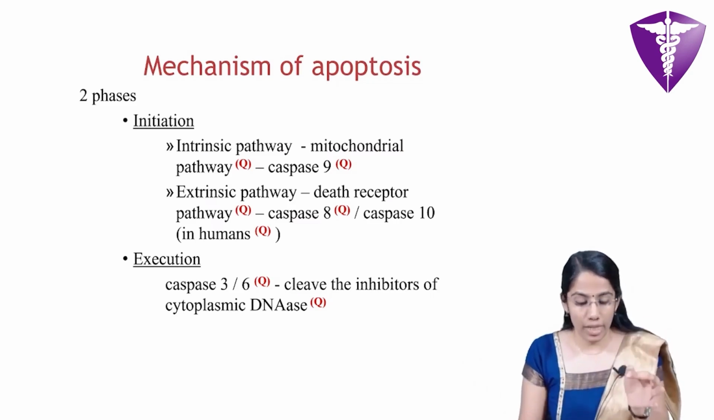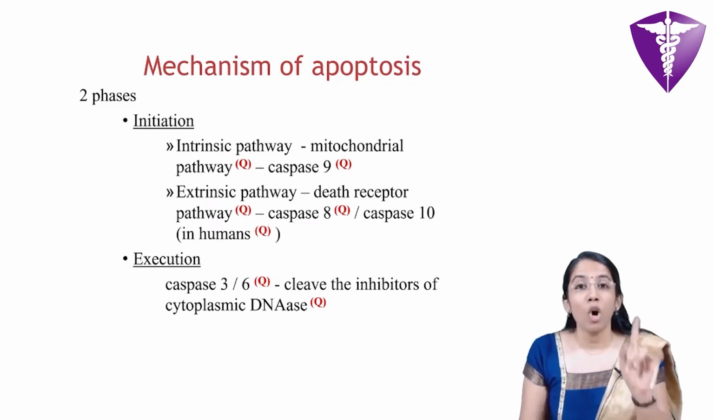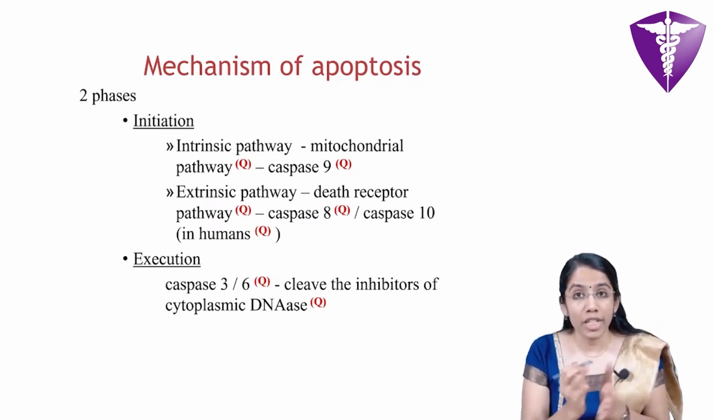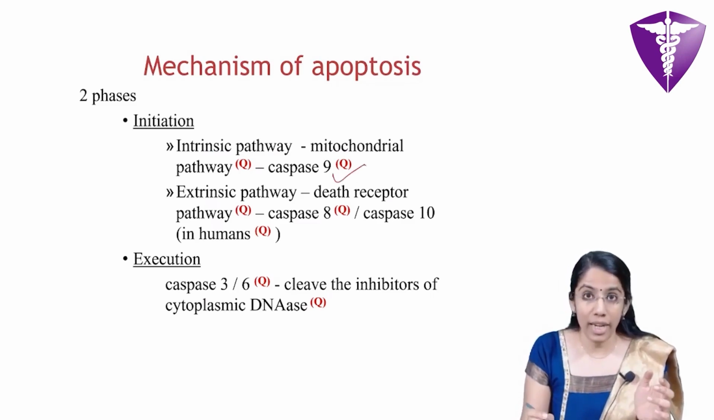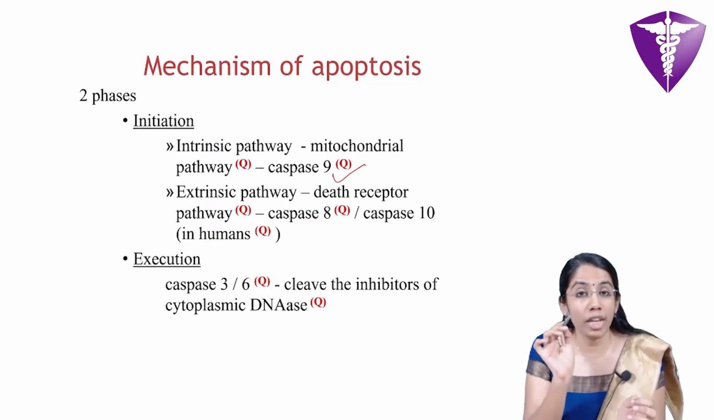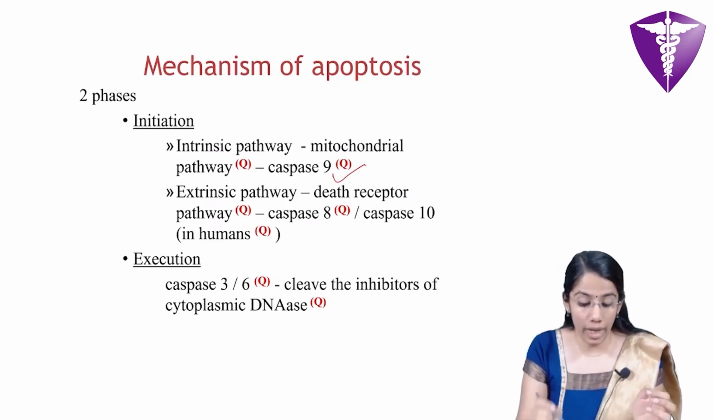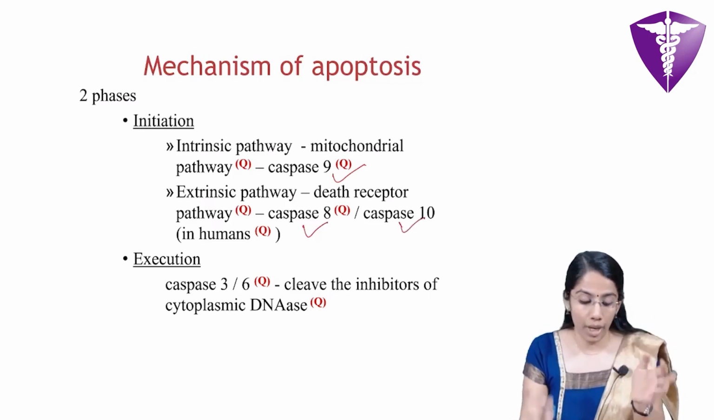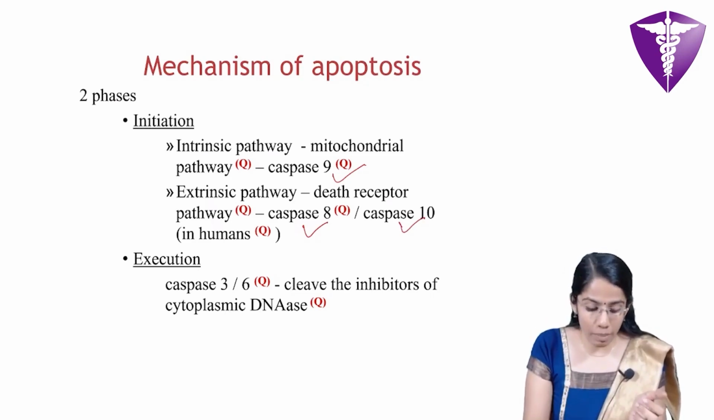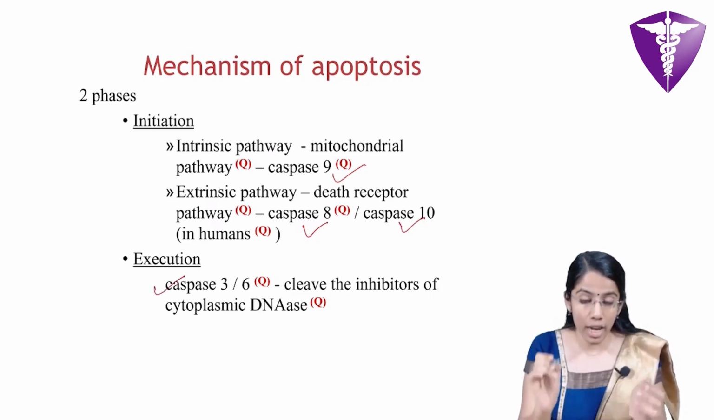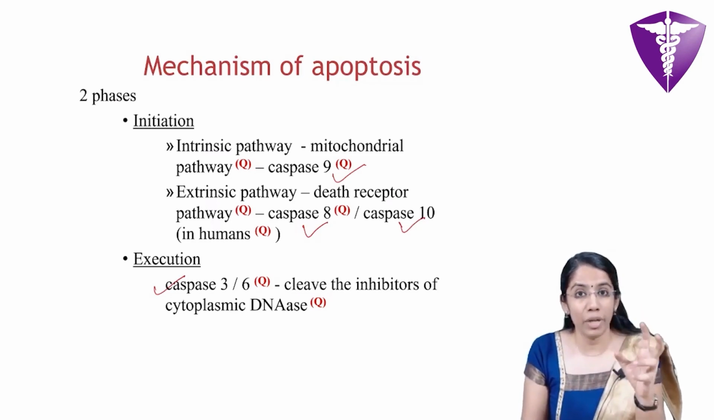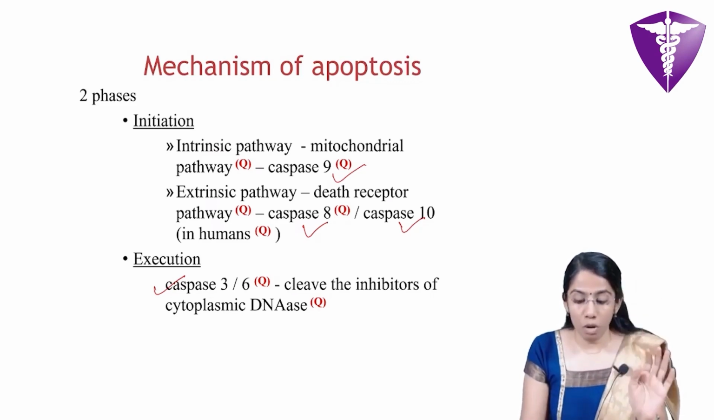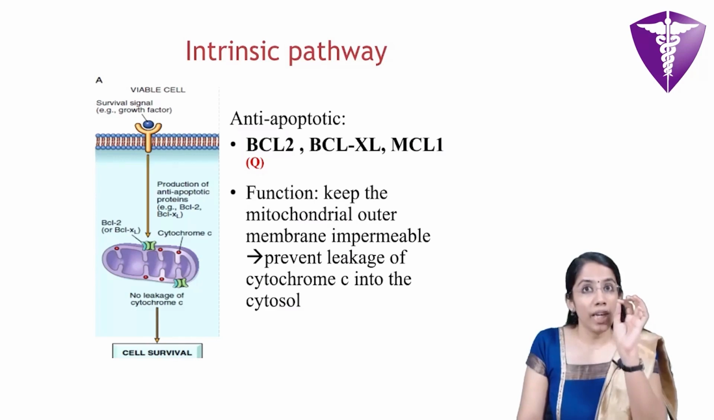So these are the main two phases. Within the initiation phase there is the intrinsic pathway or the mitochondrial pathway, which leads to activation of caspase 9, and second is the extrinsic pathway or the death receptor pathway, which leads to activation of caspase 8, and in humans, caspase 10. Apart from this, the executioner caspases are caspase 3 and caspase 6, which function to cleave the inhibitors of enzymes such as cytoplasmic DNases. So that is an overview of the mechanism of apoptosis. Now we will be seeing each in detail.